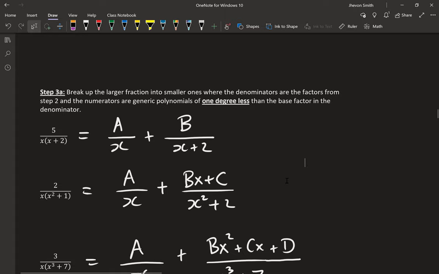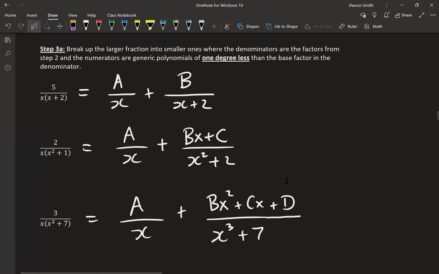So yeah, if you just had 1 over x squared, you would still break this up into A over x plus B over x squared. You'd still do that.